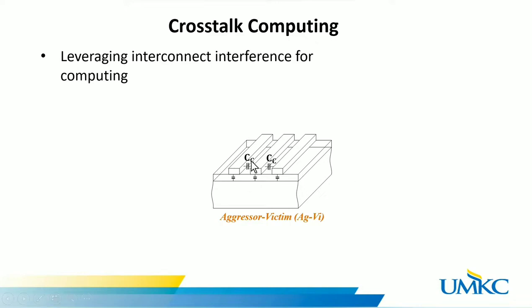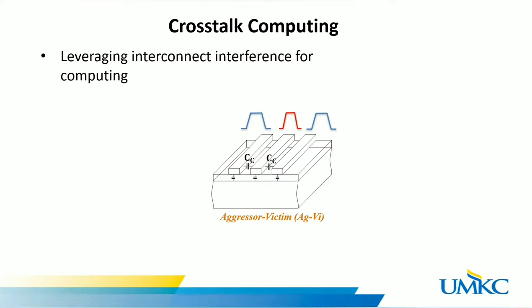Imagine we have three metal lines arranged like this, and they are coupled through a coupling capacitance. When there is a signal transition on one metal line, it induces a voltage onto the neighboring metal line. We call this the aggressor-victim scenario. The voltage induced onto the victim metal line is proportional to the coupling capacitances. Similarly, when there is a transition on both aggressor nodes, they induce a voltage onto the victim metal line, which is proportional to these coupling capacitances.